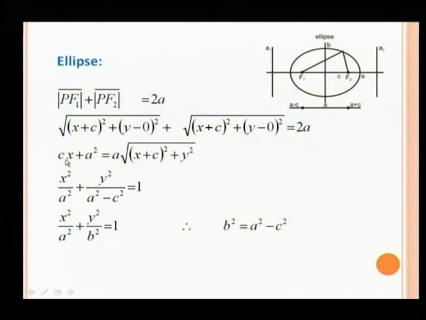By simplification, we would have cx plus a square is equal to a times the square root of (x plus c) whole square plus y square. Now by more simplification, on the left hand side we have x square divided by a square plus y square divided by a square minus c square is equal to 1. If we consider b square is equal to a square minus c square, the final equation for ellipse becomes x square divided by a square plus y square divided by b square is equal to 1.